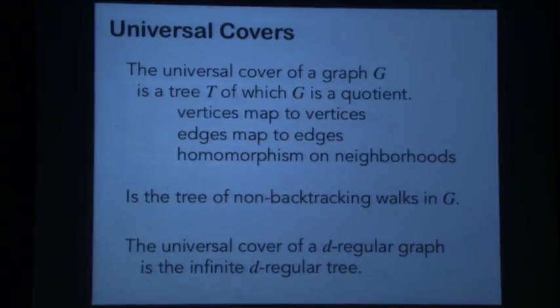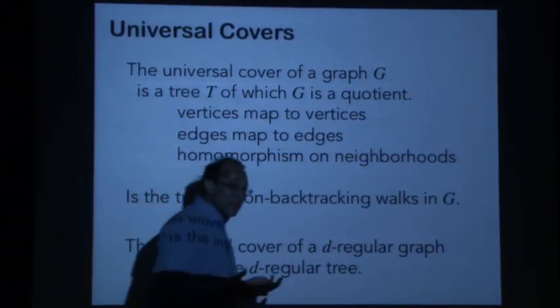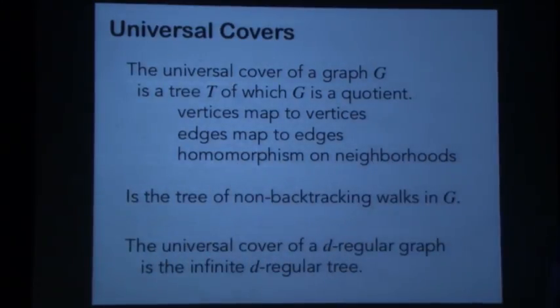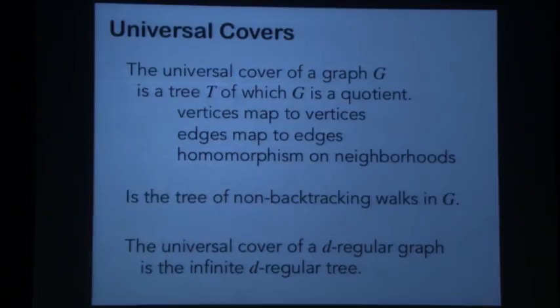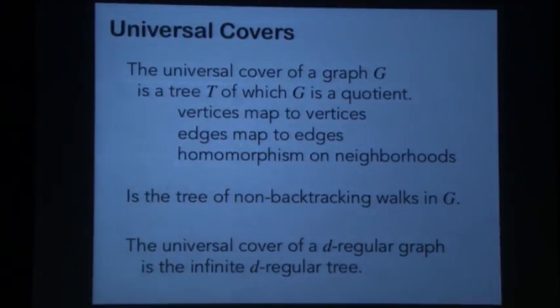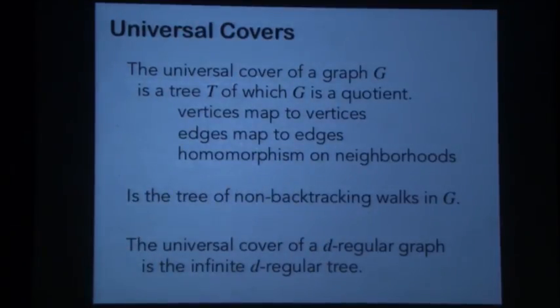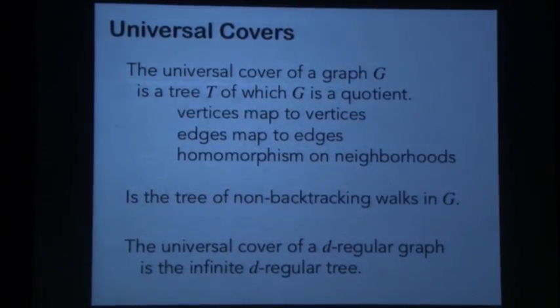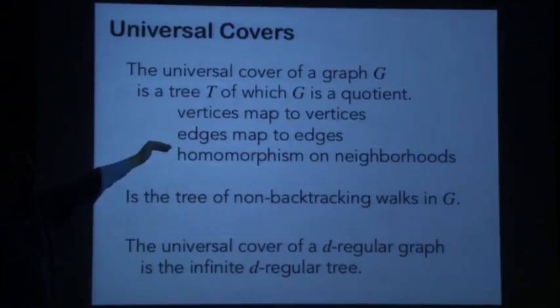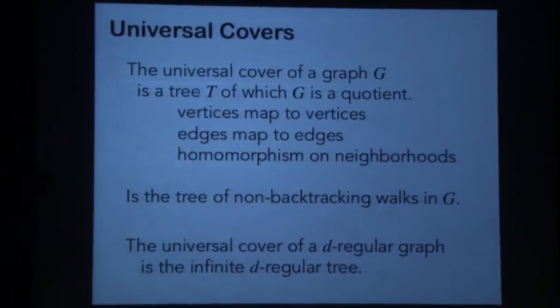Okay, so why don't I generalize this a little bit, tell you where the 2 root d minus 1 comes from, and tell you how we'll make, say, irregular Ramanujan graphs. So what we're going to do is look at the universal cover of a graph. That is just an infinite tree that maps down to the graph. So there's a map from the infinite tree to the graph, which maps vertices to vertices and edges to edges, and it has to be a homomorphism on neighborhoods. So for every vertex, you map its neighborhood to the neighborhood of the image.